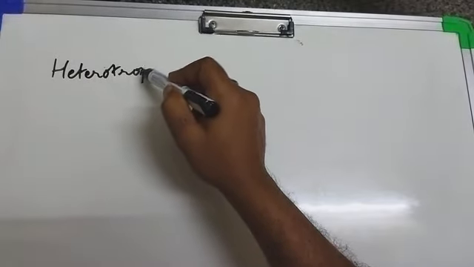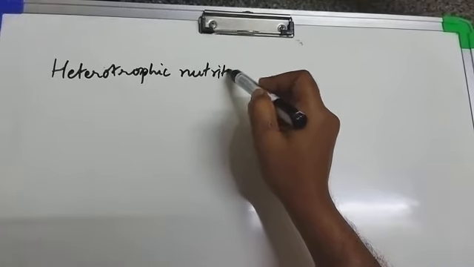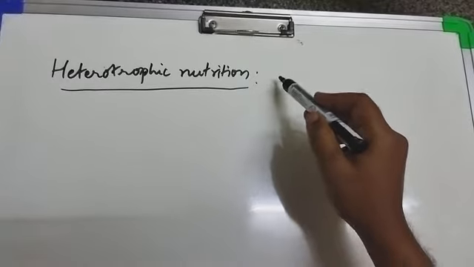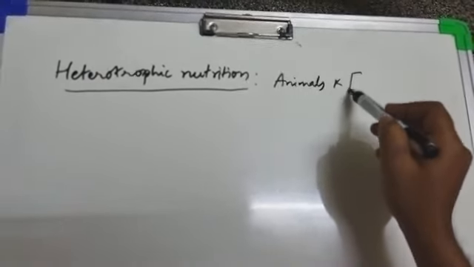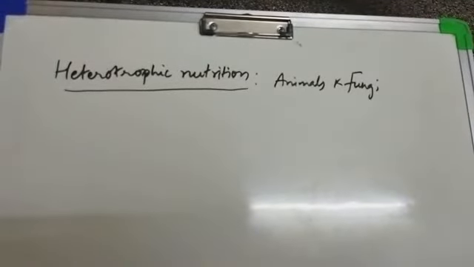Heterotrophic nutrition, which is generally carried out by animals and fungi. Animals and fungi. Right. Every organism is adapted to its surroundings or the environment.